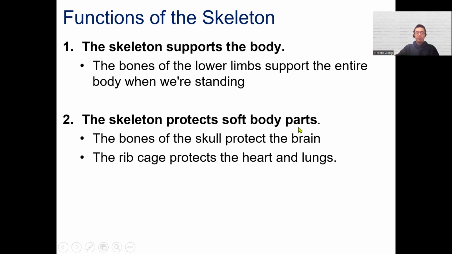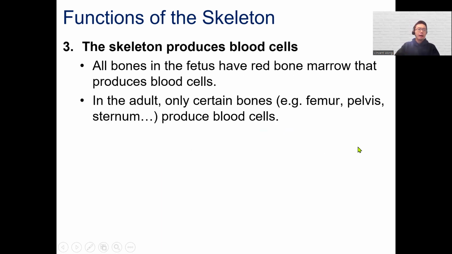And they protect soft body parts. Okay? Like the skull protects the brain, rib cage protects the heart and the lungs, and then you got your pelvic girdle that protects your reproductive system, protects your urinary bladder, right? So it's important, right? We don't want to damage our internal organs.